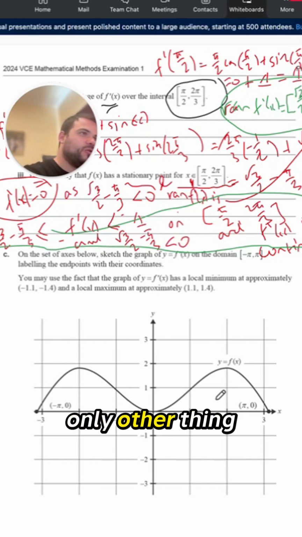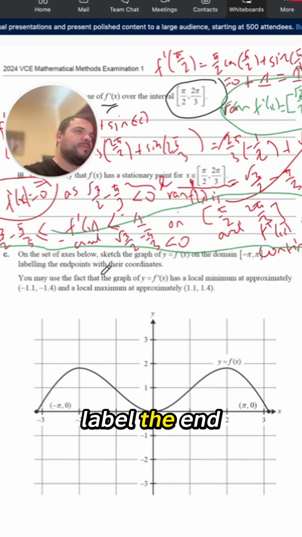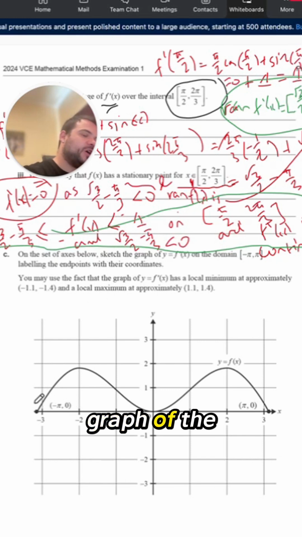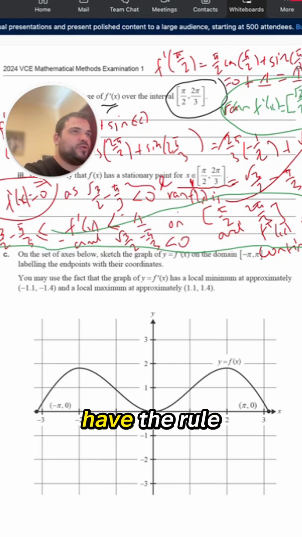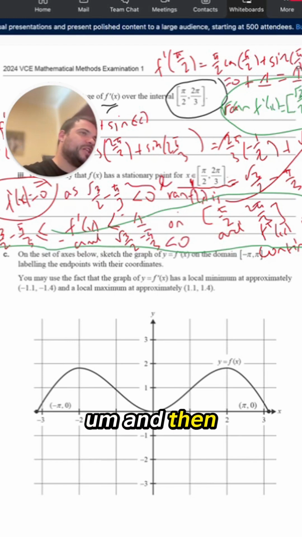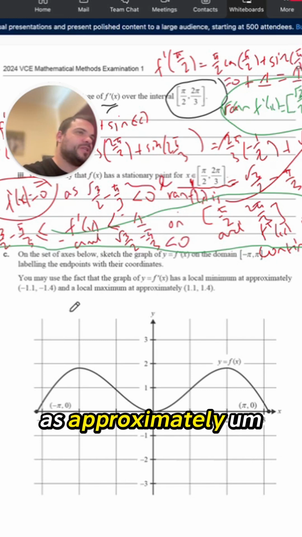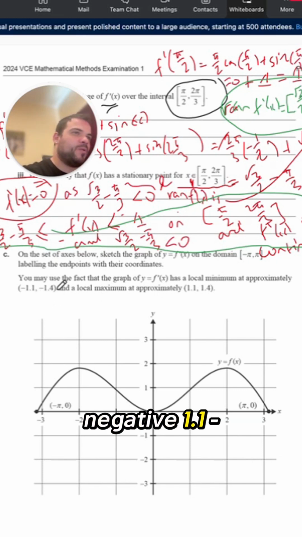And then the only other thing that we have to do is label the endpoints. So the endpoints we obviously can't get from the graph of the function, but we do have the rule for the derivative, so we can evaluate the endpoints. And then our derivative has turning points, which we wouldn't be able to determine where they are or what values they have, except these are given to us as approximately negative 1.1, negative 1.4, and 1.1, 1.4, so we can use those in order to sketch our graph.